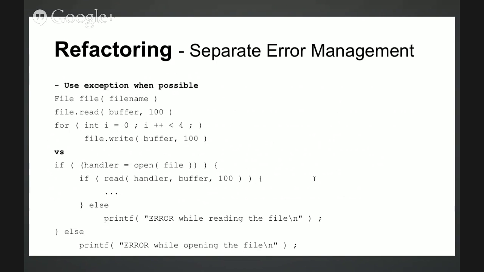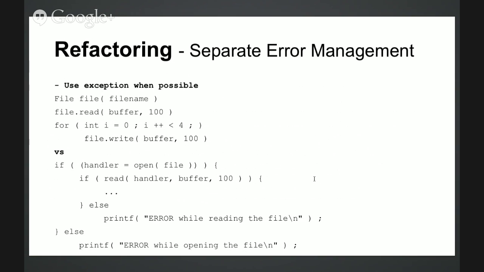Separate error management. Whenever possible, use exceptions. It makes the code much cleaner. It shows what you're going to do and not what you want to control. If you don't have exceptions, think about some other mechanism you may have. Whatever, you create a logging class and you pass this class, or you create coupling by making it global. Find some way, but try to separate error management from the code.